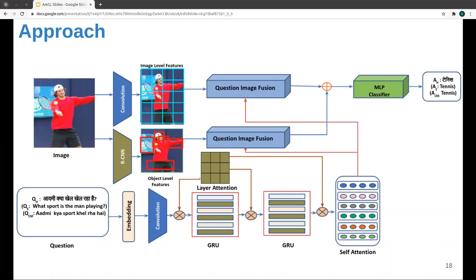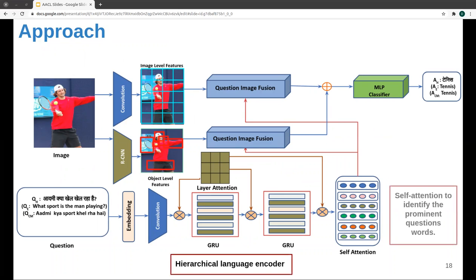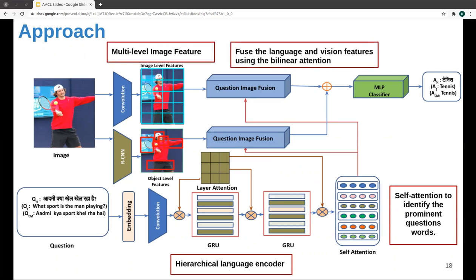Here is the architecture of our proposed approach with our running example. The questions are encoded using the hierarchical language encoder, where we apply layer attention weights on the output of the CNN and LSTM encoder. We also use self attention to identify the prominent question words. The image features are extracted from the RCNN and ResNet networks. The question image fusion network, which is a bilinear attention network, is used to fuse question and image features. The fused feature is used by the MLP classifier to predict the probable answer.